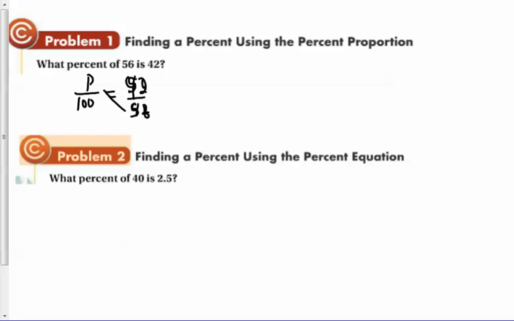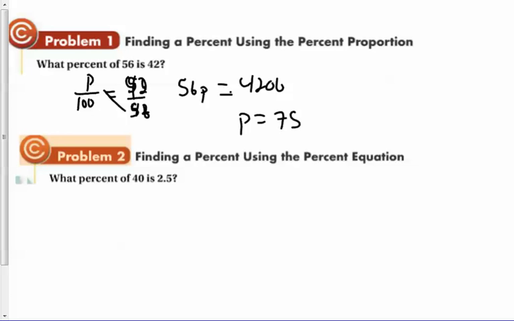So then you cross multiply and you get 56p equals 4,200. And then you divide both sides by 56, and you get 75. So 42 is 75%. That's using the percent proportion. That works great. That's real easy to do.